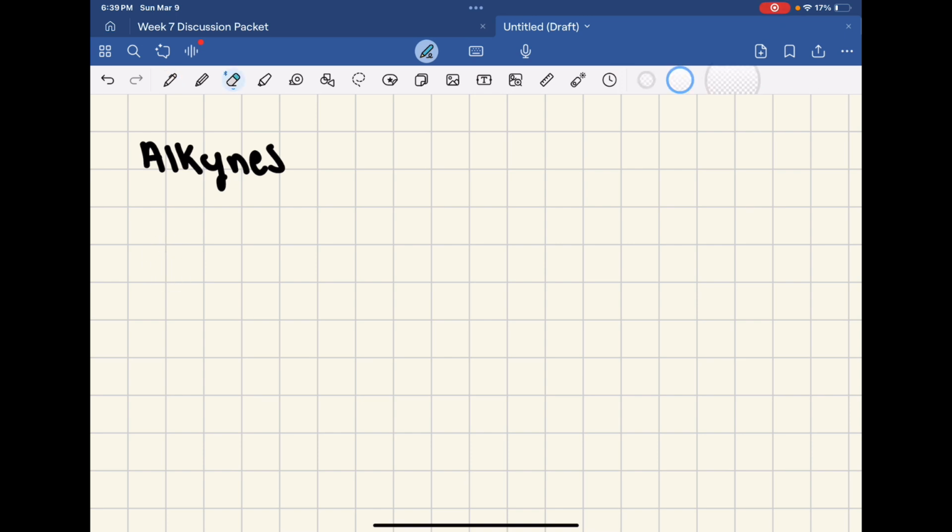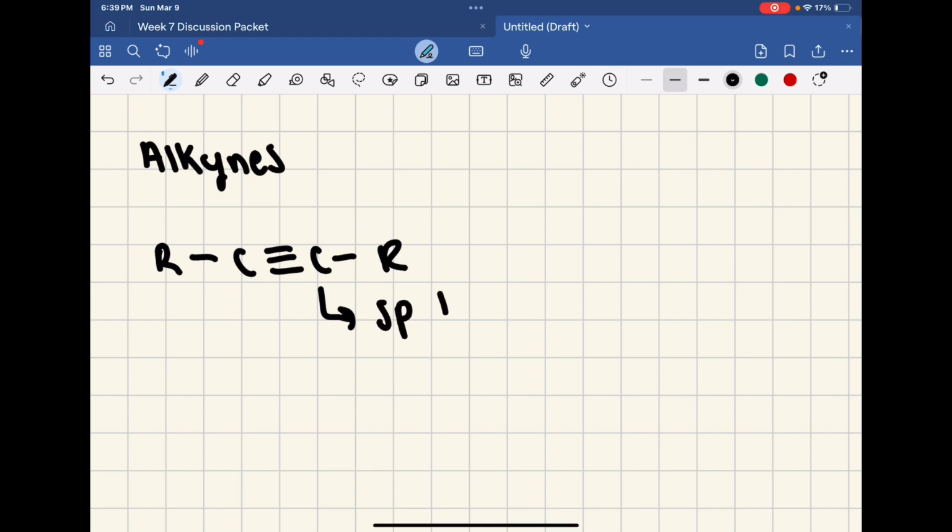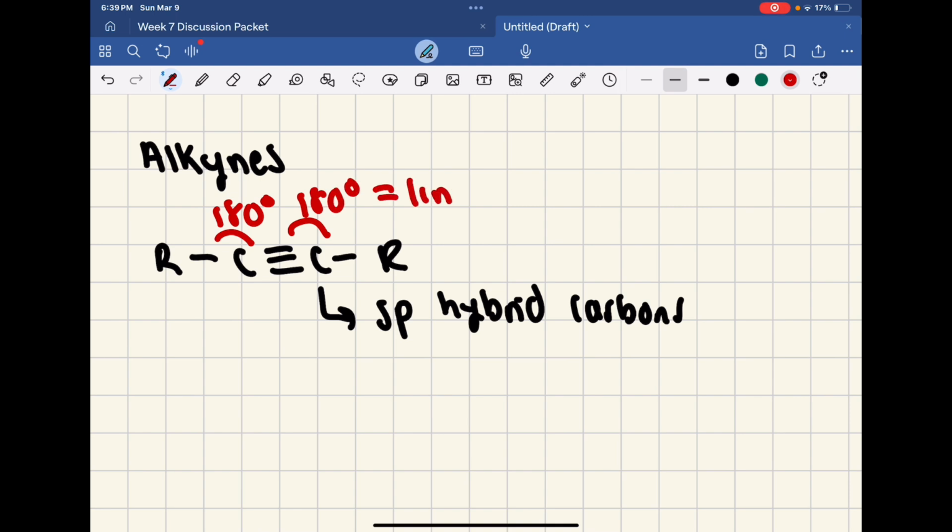A brief introduction to alkynes. Here's a generic example of an alkyne, where R denotes any generic substituent. They could be protons, they could be other alkyl groups. Just some things to keep in mind. Remember, the carbons of an alkyne are sp hybrids. That means that they have 180-degree geometries around them. Notice 180-degree geometry. Everything is linear.